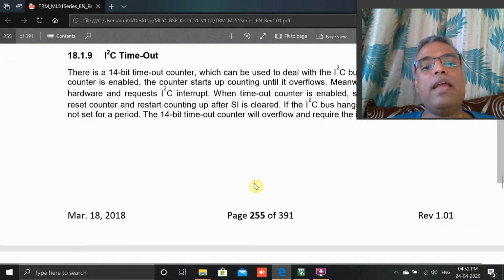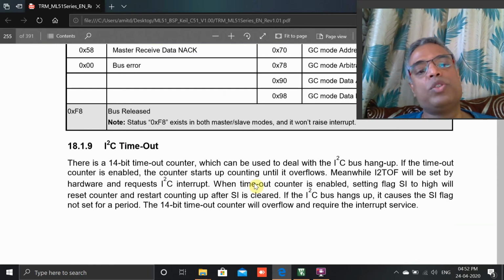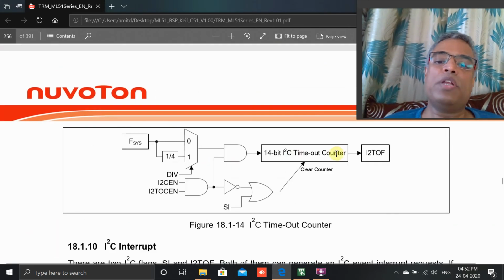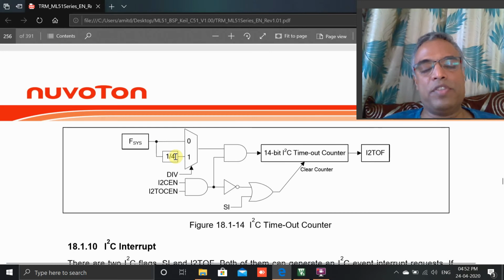So then an interesting feature this peripheral also has is called an I2C timeout. So what is an I2C timeout? It is simply a 14-bit counter which is clocked from either FSys or 1/4 of FSys.